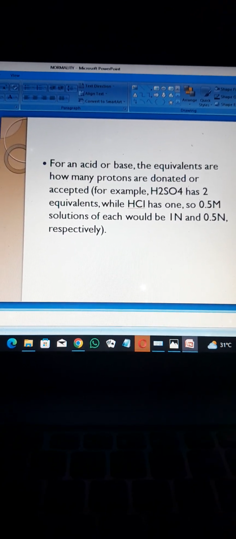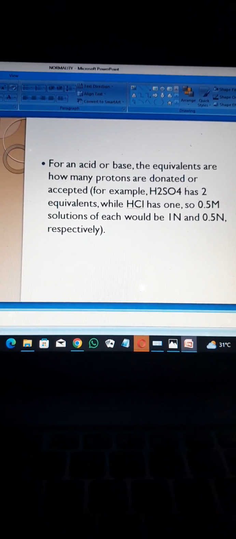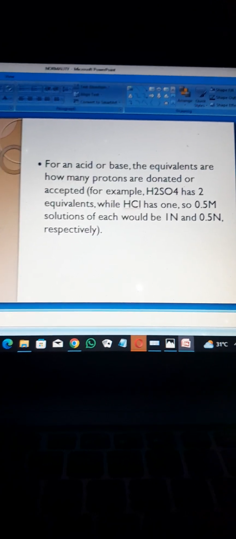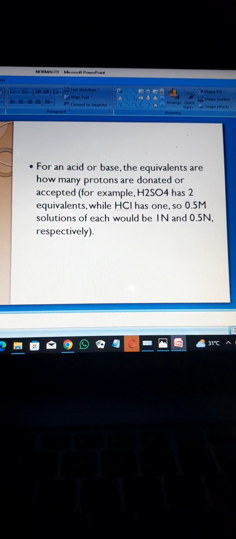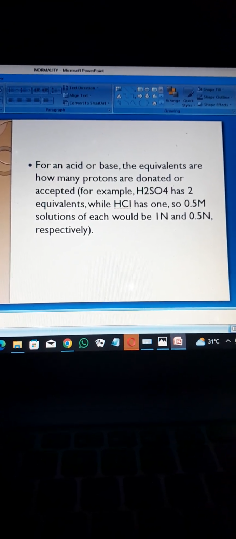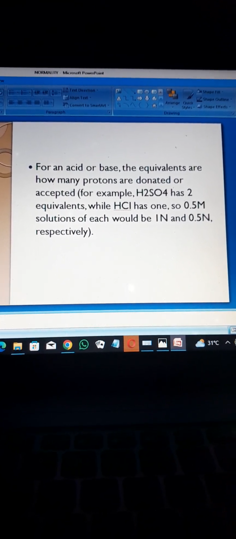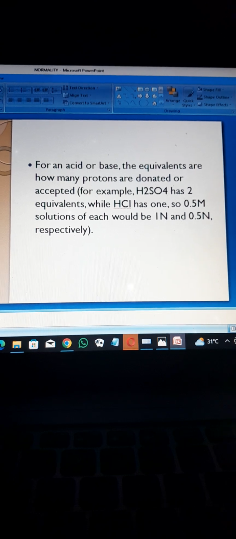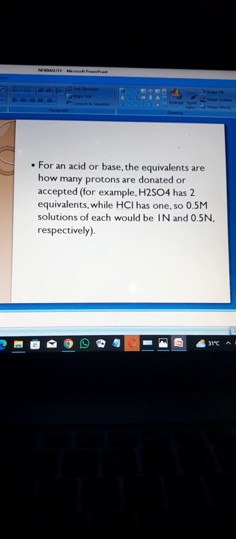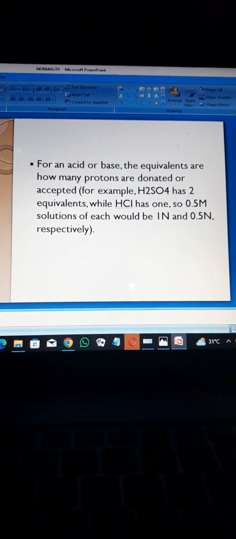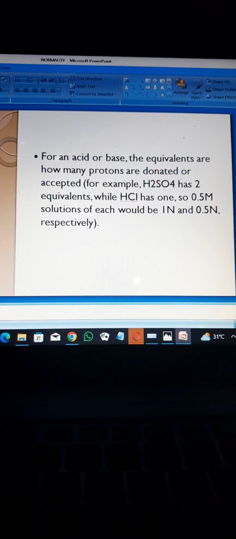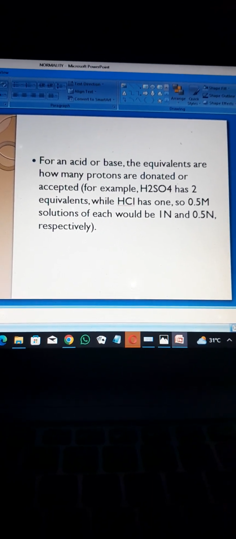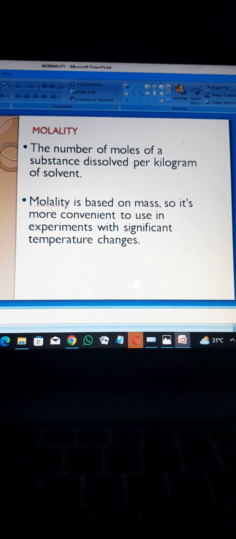For an acid or base, the equivalents are how many protons are donated or accepted. So we can easily understand. For example, H2SO4 has 2 equivalents while HCl has 1. So a 0.5 M solution of each would be: for hydrochloric acid, HCl 0.5M equals 0.5N, but for sulfuric acid, 0.5M equals 1N. So understand. Then come to what is molality.